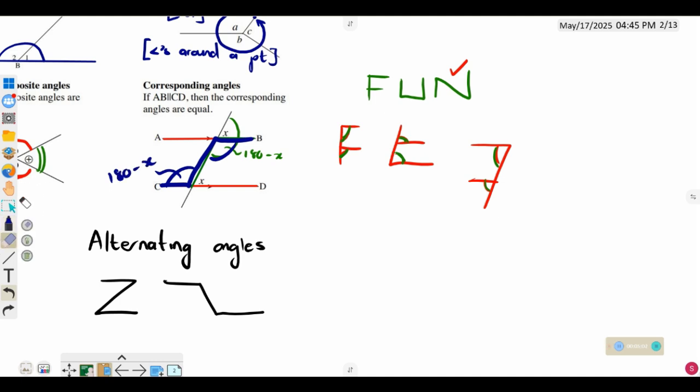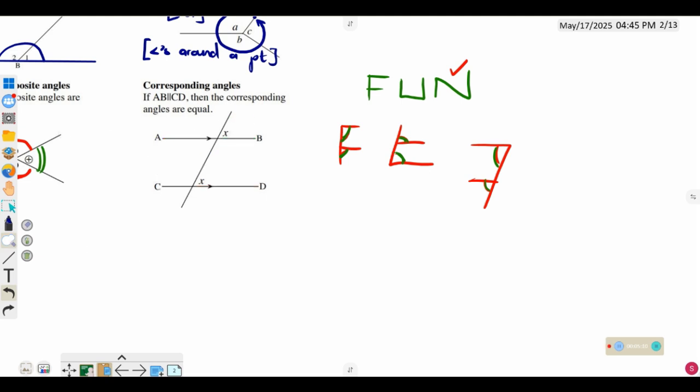And then the last one, which is the U shape. Now those are co-interior angles. Co-interior angles are not equal to each other, but rather supplementary, which means if you have this angle right here, when you add it to that angle there, that's the U. You are coming from this side, you are going that side, and you go that side.